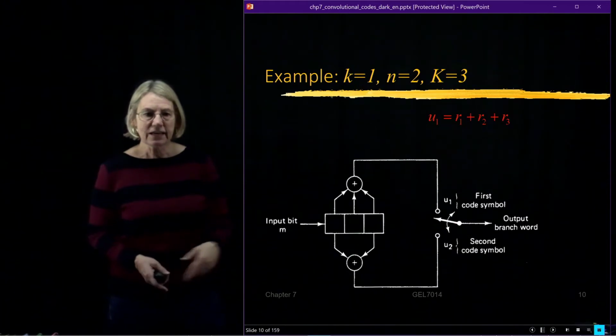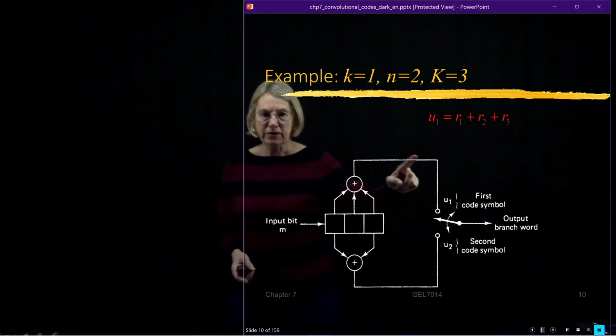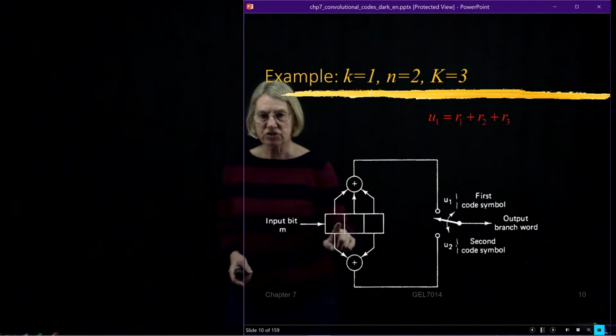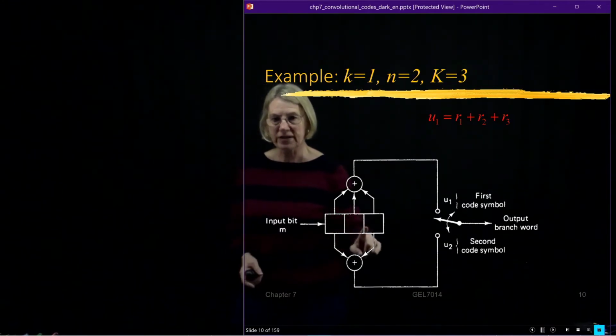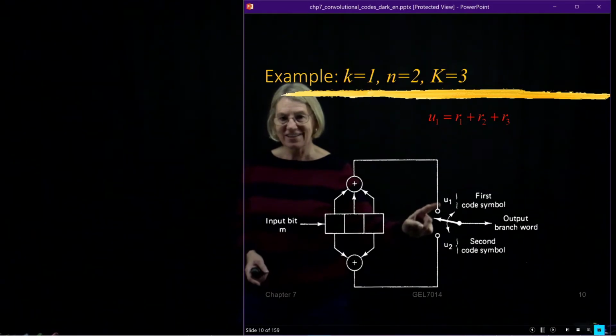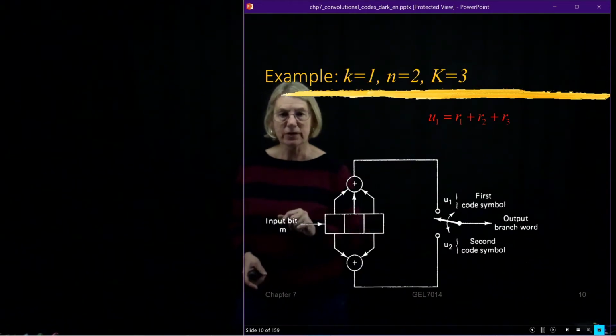So we can see the first code word, so this is U1. How am I going to get the first code word? Well, it's going to be a function of the registers. So imagine that this is register 1, register 2, and register 3. So how do I generate the first, in this case, bit of the code word? I would take the sum, modulo 2, of these binary elements in the shift registers.